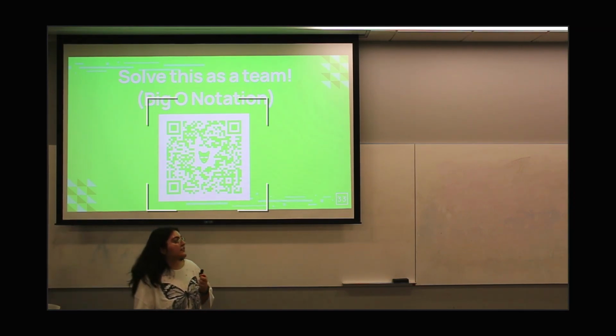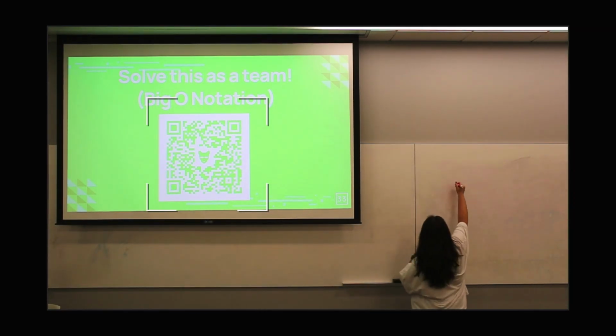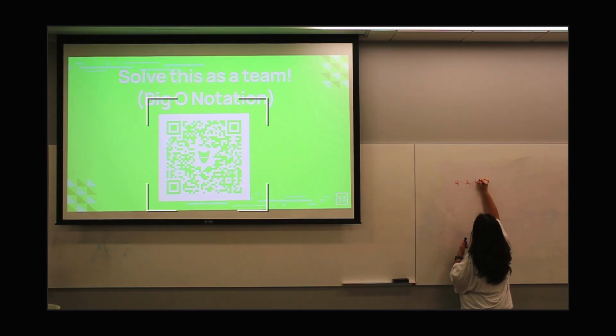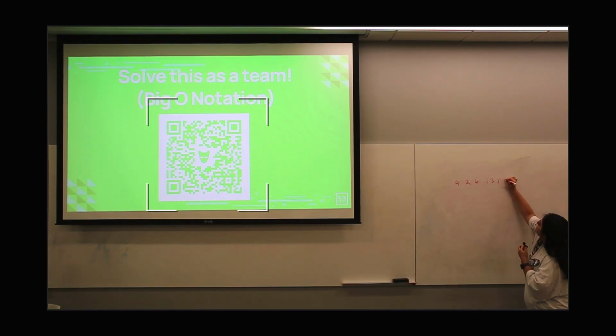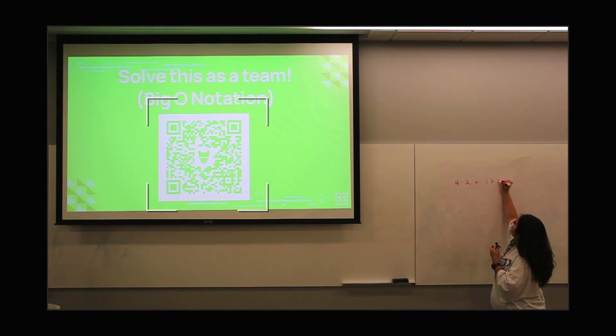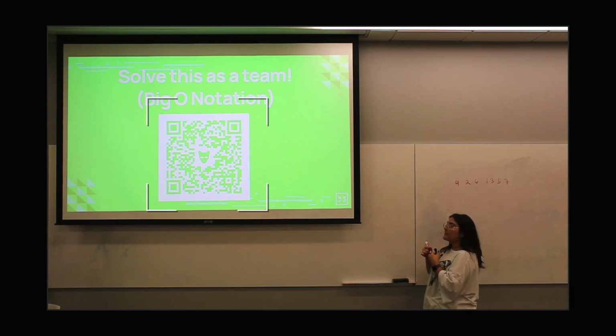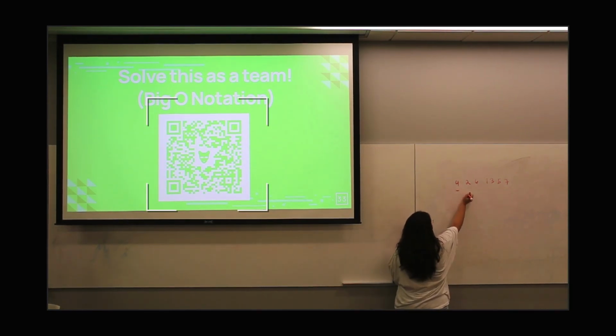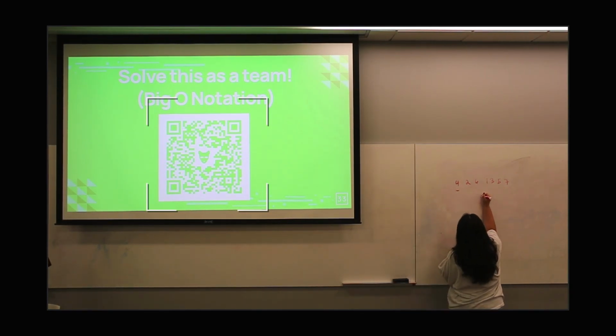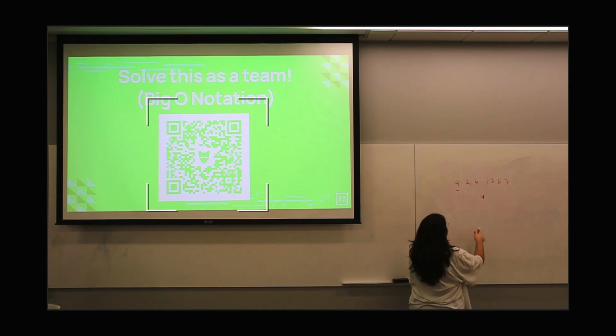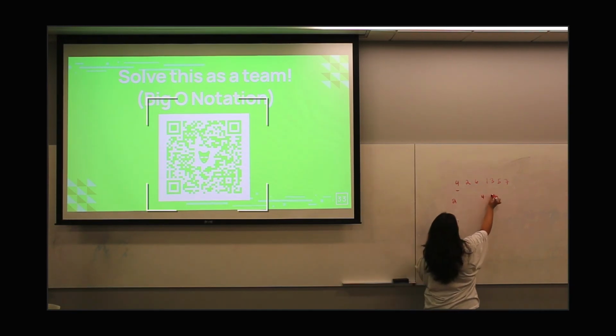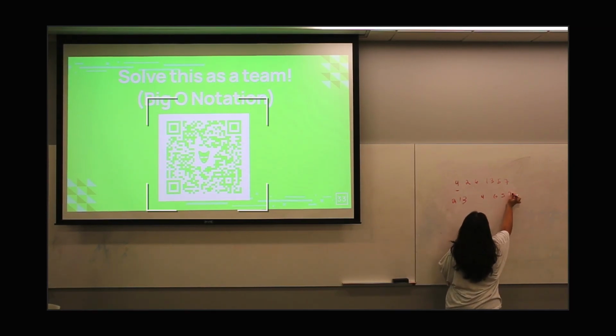So the array is 4, 2, 6, 1, 3, 5, 7. And the pivot's the first element, so we're going to start off with 4. We're going to break it down with 4 in the middle. Then 2 is less than 4. 6 is greater. 1 is less. 3 is less. 5 is greater. 7 is greater.